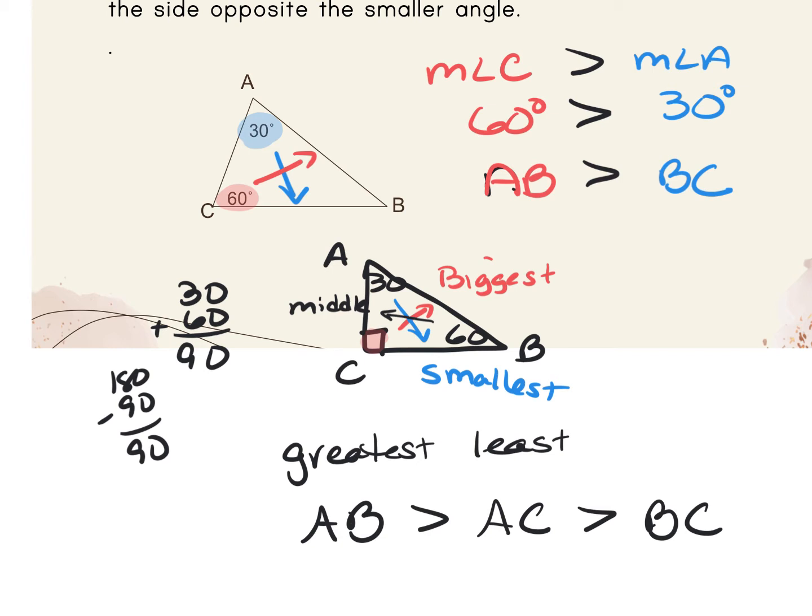Now, if they've already given you all three angle measures and you're not doing any calculations, you're just looking for the biggest or the smallest, then you don't have to show work for that type. But the majority of the questions have a little bit of calculation involved. Let's go ahead and look at the next example.